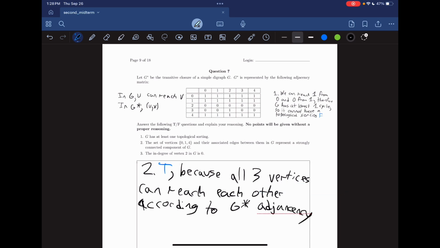Another way to say this would be that for each pair ij, where i is either 0, 1, or 4, and j is 0, 1, or 4, there exists an edge ij in G star. You can explain that however you want, but the point is that we verify that this point exists. This point is 1. This point is 1. This point is 1, and these 2 points are 1.